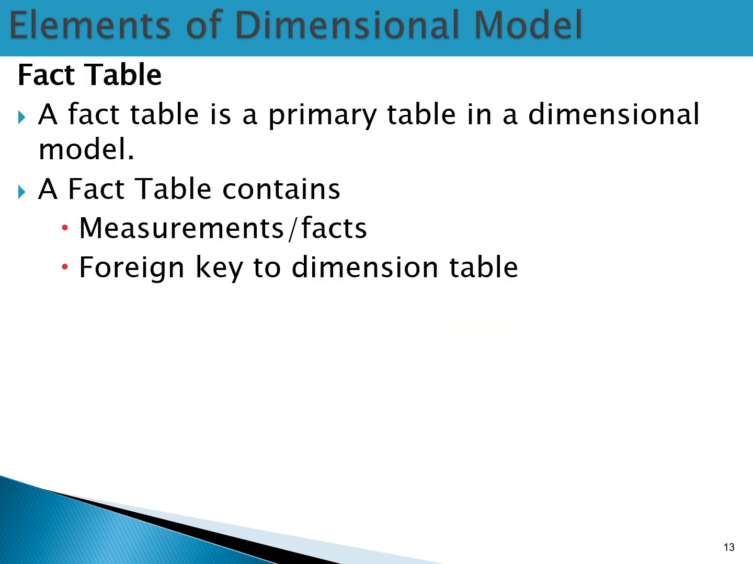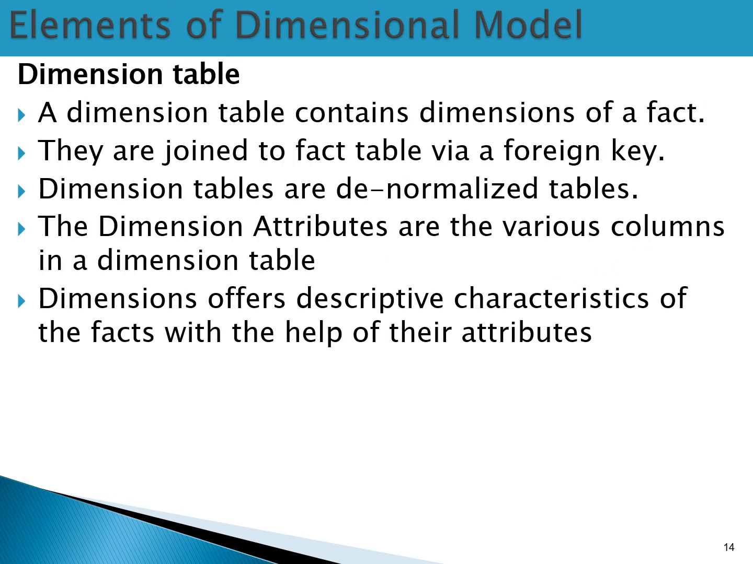Fact table is a primary table in the dimension model. Fact table contains measurement facts and foreign keys from the dimension tables. Dimension table contains dimensions of a fact. They are joined to the fact table via a foreign key. Dimension tables are denormalized tables, and dimension attributes are the various columns in the dimension table.